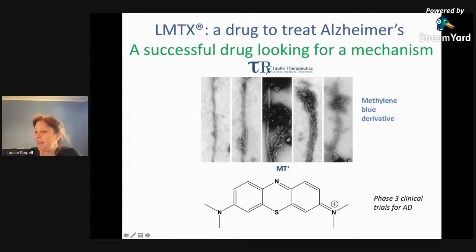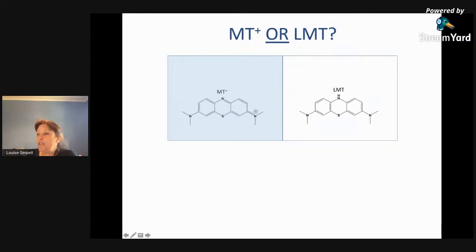It looks something like this. So it's derived from this molecule. It was originally derived from methylene blue, and it was a long time ago shown that it can have a damaging effect on paired helical filaments from AD tissue. And this molecule is interesting because it forms MT+, which is a blue colour, and LMT, which is completely transparent and not colourful at all. Under reducing conditions, it forms LMT. Under oxidizing conditions, it forms MT, and that becomes quite useful when we're looking at the mechanism of action.